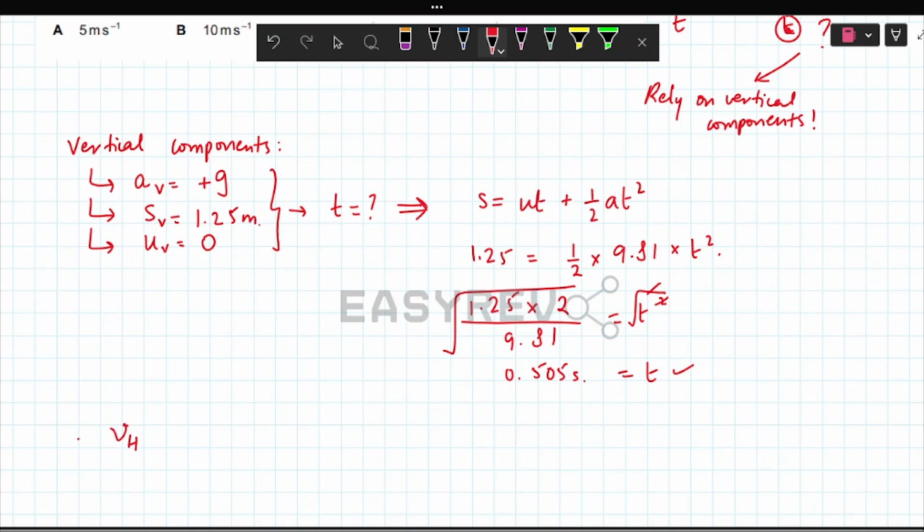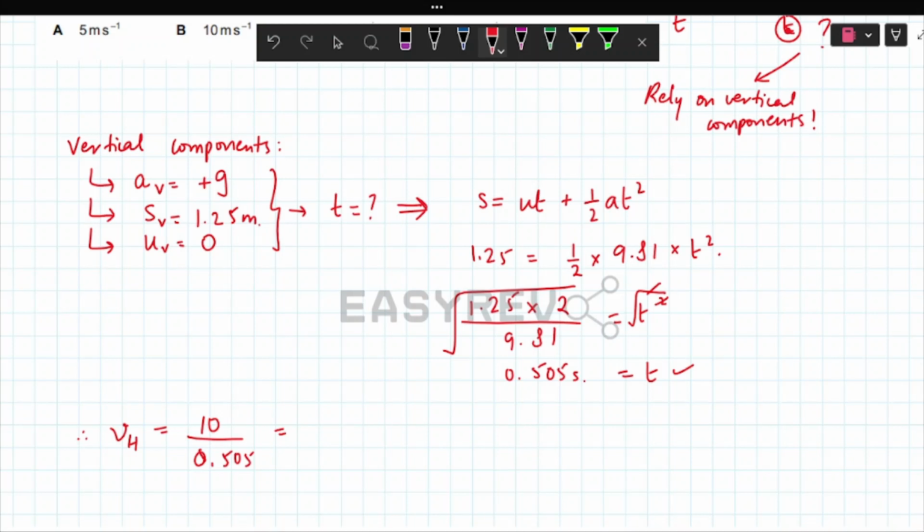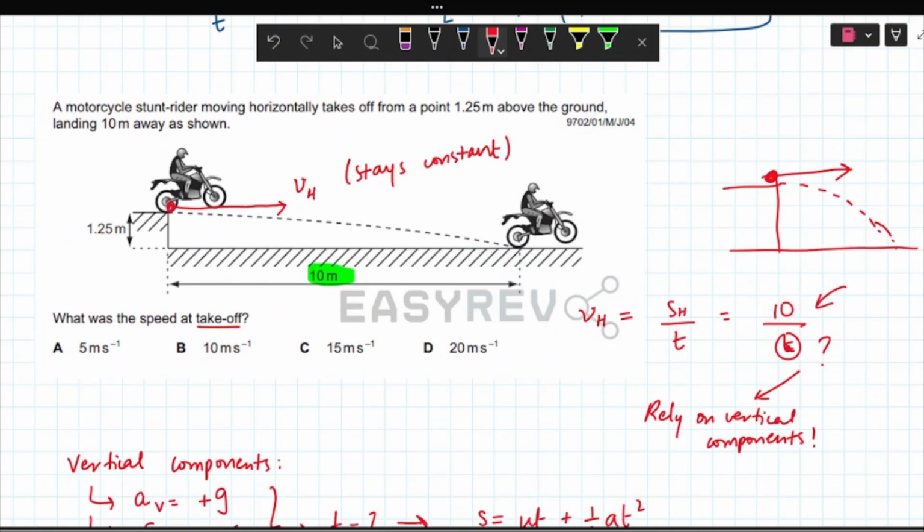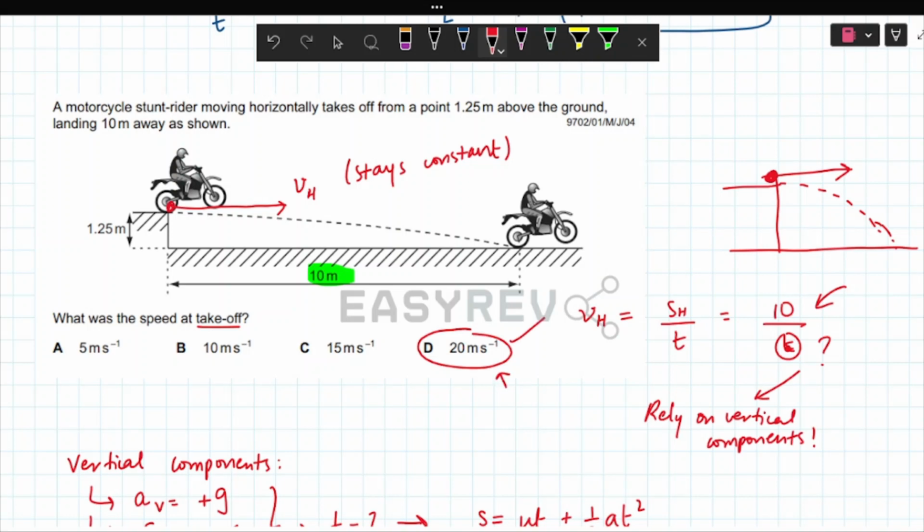Now that you have your value of time, we can plug it back into our expression for horizontal velocity, which would be 10 divided by 0.505, and that will give you 19.8 meters per second. And so the closest answer that we have over here is 20 meters per second. And so the answer is D.